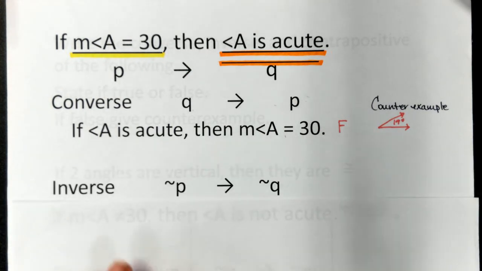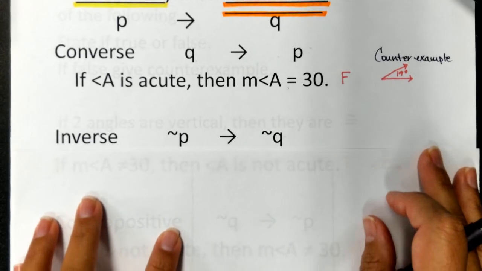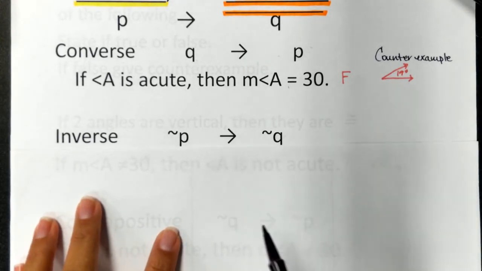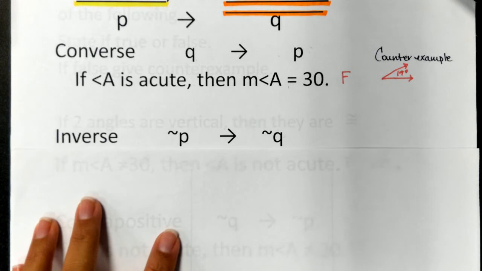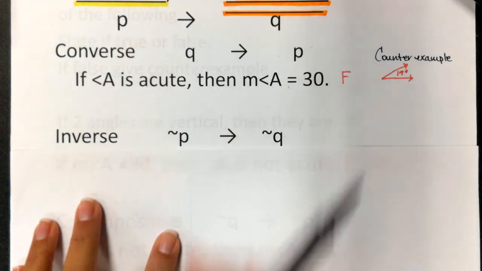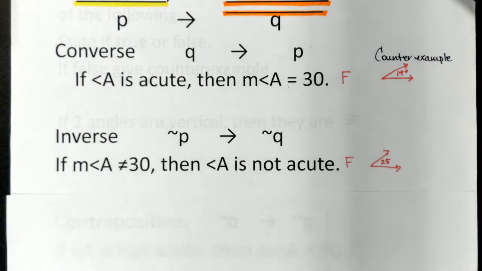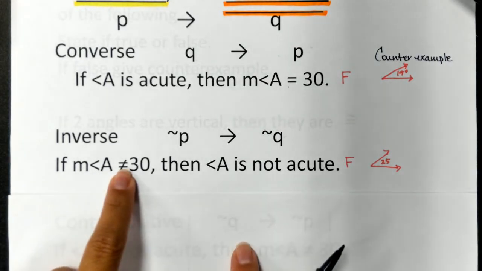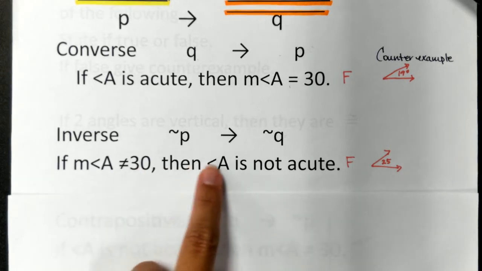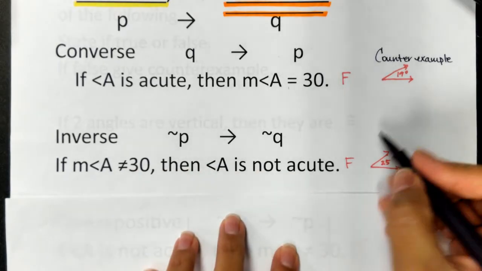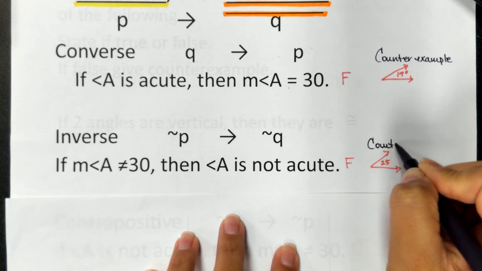Inverse, all right, here's the wording. We're going to negate P to negate Q. Negate is that fancy word that means not. So go back up to your conditional. The order doesn't change. All we're going to do is put in the word not. If the measure of angle A, and notice how I put the slash in the equal sign, which means it does not equal 30, then angle A is not acute. All right, another counterexample.